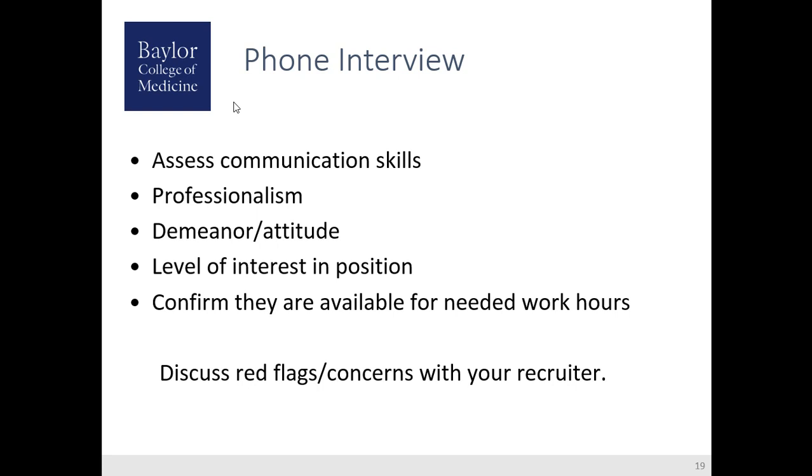they are for you. If you have specific work hours, then this is definitely a chance to ask them if they're available for the hours that you need. If you have any red flags or concerns, then you can definitely talk with your recruiter about them.